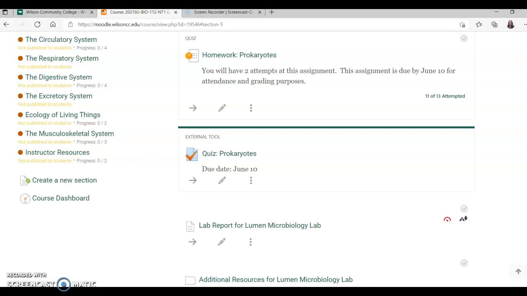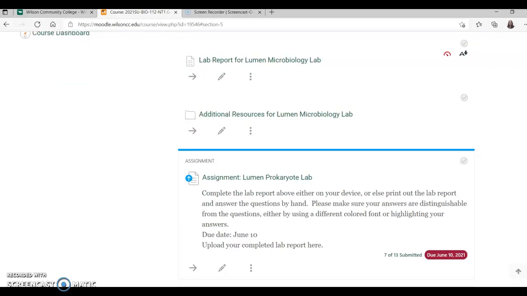Now, the lab, the assignment Lumen Prokaryote Lab, says complete the lab report above on your device or else print out the lab report and answer the questions by hand. So again, I'm extending this due date until June the 15th because, as you can see, 7 of you submitted the lab, but 6 of you didn't. So that's a little bit less than half of the class. And I did get some emails from students who had questions and didn't understand some of the things in the lab. So I'm going to show you.